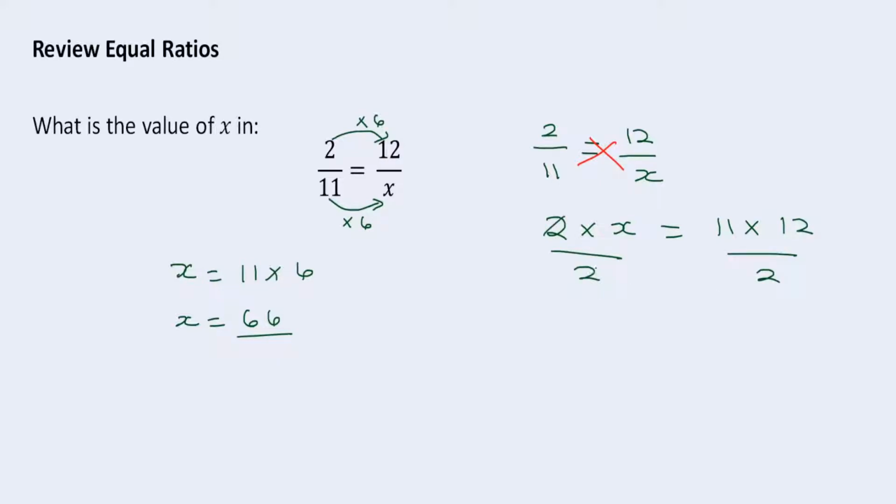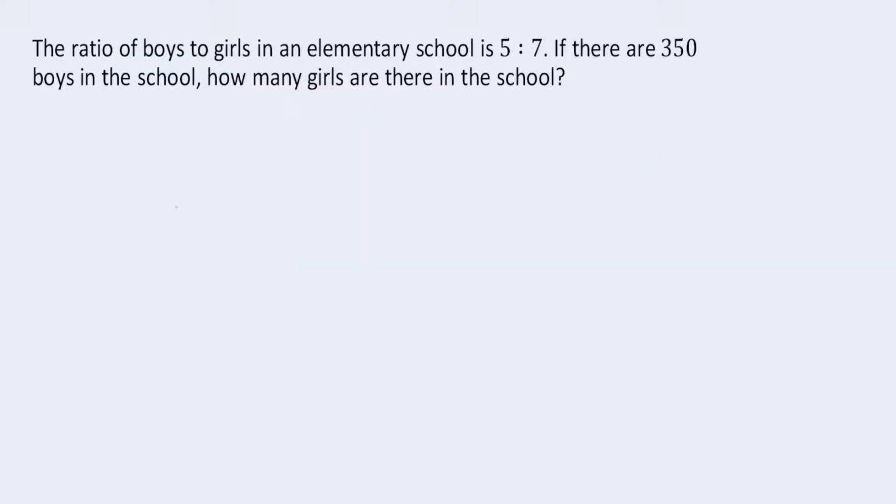So you can see that we cross this out. Now we divide 2 by 2, 1, 12 by 2, we have 6. So x is equal to 11 multiplied by 6, which is 66. So in these examples we're going to walk through, I'll use one of the methods. So let's look at some examples.